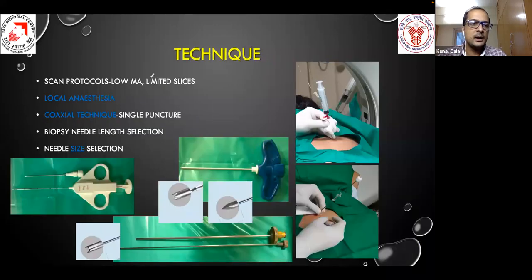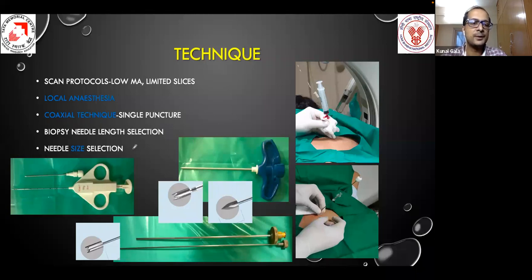So coming on to the technique, what we generally do in a CT scan is a low kV, low mA technique. Limited slices like 3 to 5 slices are used. Local anesthesia needs to be given. So generous local anesthesia needs to be given at the site of insertion. A coaxial needle is generally preferred because it is a single puncture needle and we can take multiple cores through that needle. Whether to use a shorter or longer needle needs to be pre-decided, depending on the location of the lesion.